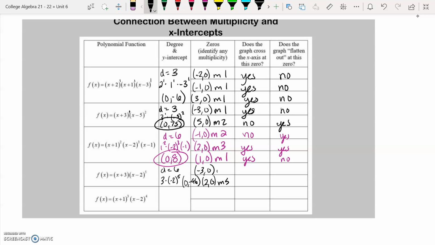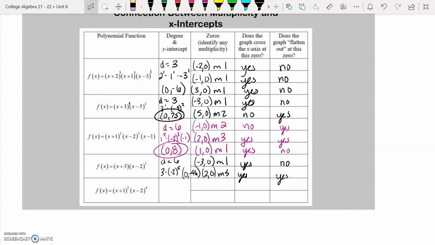This one has a multiplicity of 5. This one has a multiplicity of 1. It says, does it cross? They both will cross because they're both odd. It says, does it flatten out? The answer would be no on the multiplicity of 1. But if it's bigger than 1, it should flatten out. So, okay, you should start to see some patterns here whenever you do this. So the next one, I'm not going to fill out, but you would do it on the notes. You can look at it and fill them out.